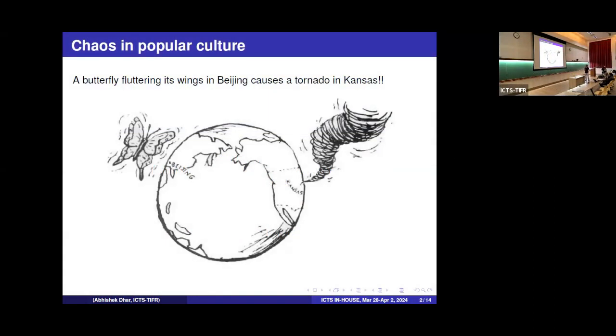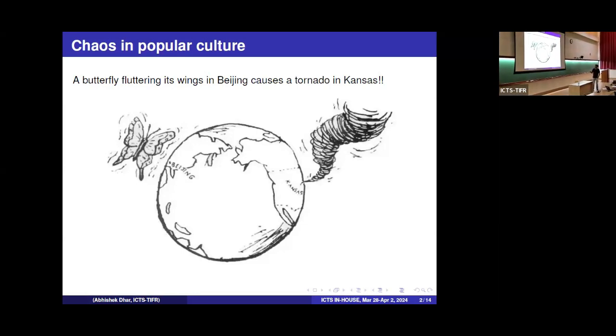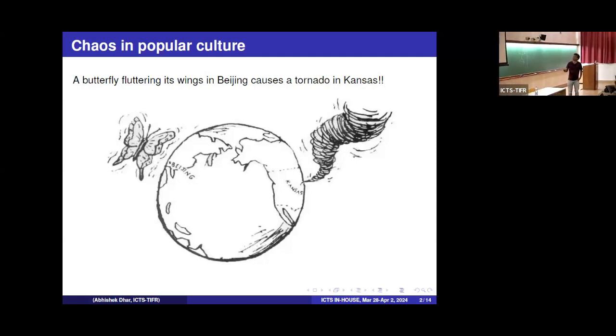Chaos in popular culture is basically this: a butterfly fluttering its wings in Beijing causes a tornado in Kansas. It could be anywhere, even Bangalore, but this is the cartoon I found on the internet. So the basic idea is that a very small effect causes some big effect. Is this really true? This is the basic idea of the talk.